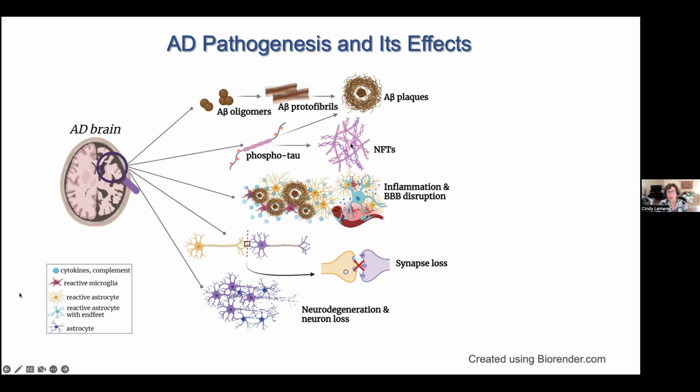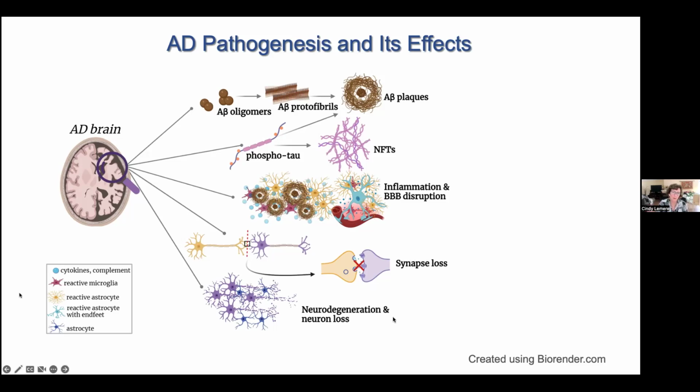And those are not good for neurons and can affect neuronal function. There's also synapse loss, which is also not good for neuronal function. And then there's also inflammation and blood-brain barrier disruption. And this inflammation is visualized by activation of microglia and astrocytes and other immune cells in and around the brain. And then lastly, there's neurodegeneration and frank neuronal loss.